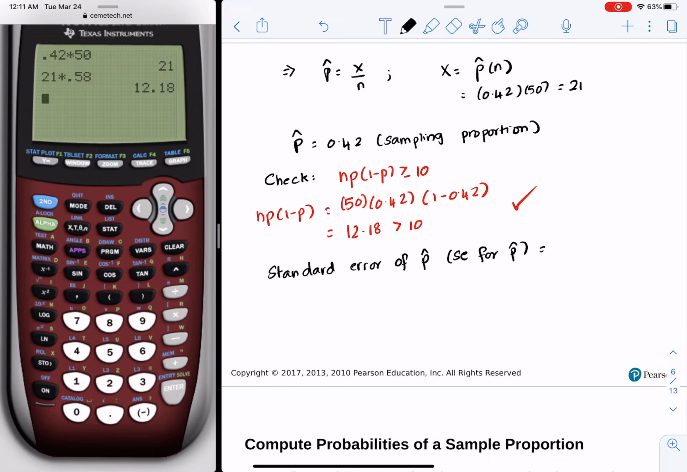And that is given by the formula square root of p times 1 minus p over n. p is 0.42 times 1 minus p, 1 minus 0.42, divided by n, which is 50. And we have to take the square root. Do not forget to take the square root.